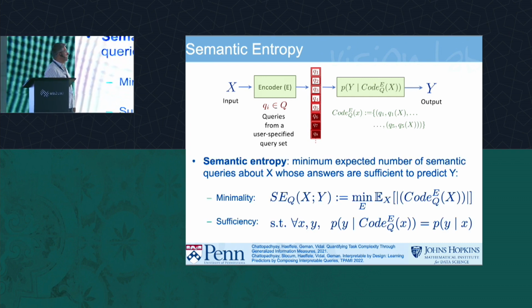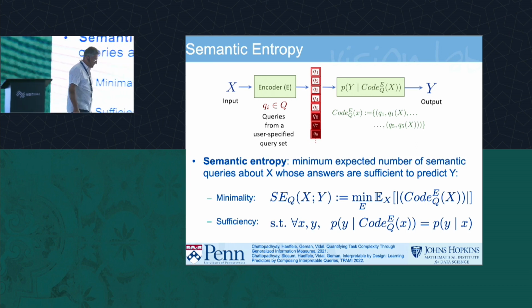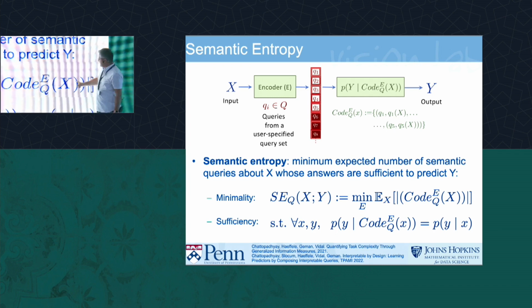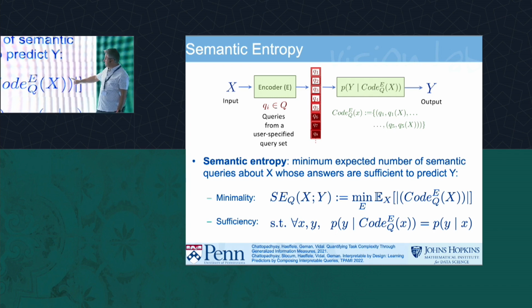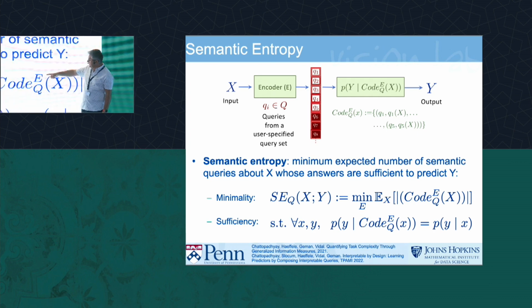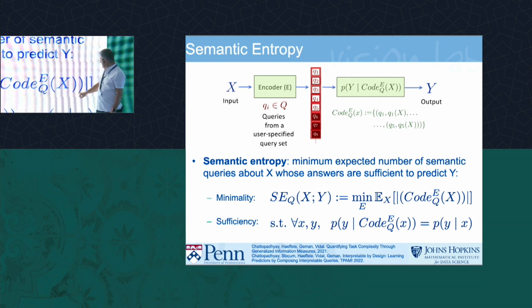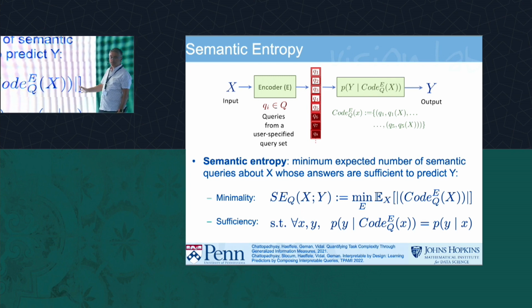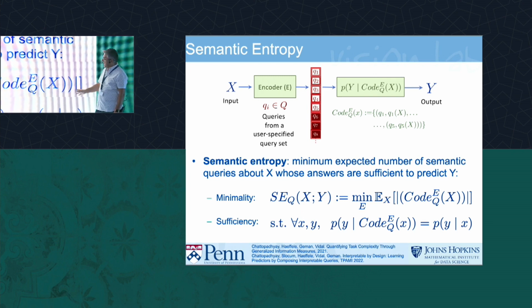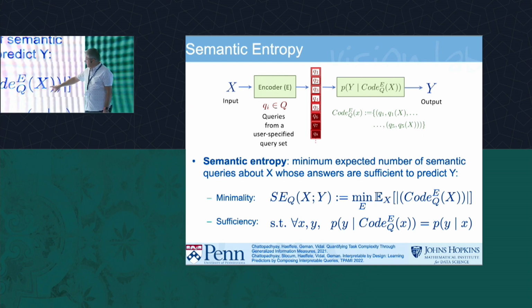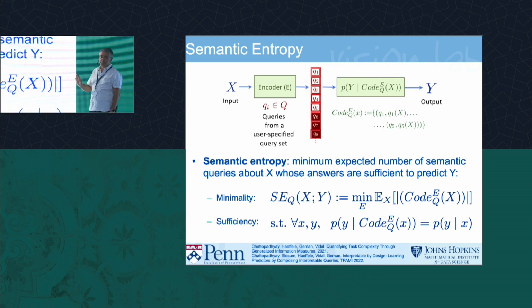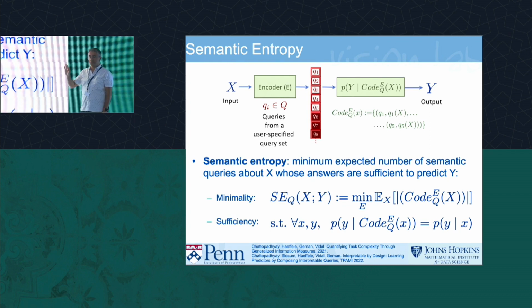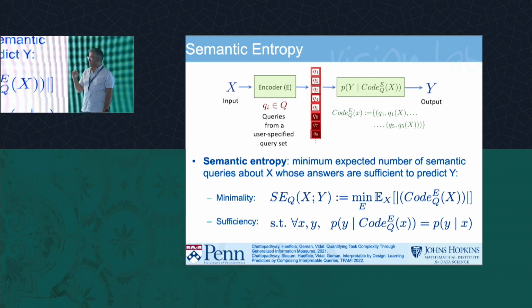And so here is the definition of semantic entropy. So what we do is the following. Here on the right, you've got the code. This is the sequence of questions and answers about x that this algorithm E has produced. This bar is just the cardinality, so this is nothing but the number of questions and answers that you've asked. And then you compute the expectation with respect to the input x, which is a random variable. So this is the expected number of questions you need to ask in order to predict, say, the class of the bird with high probability.